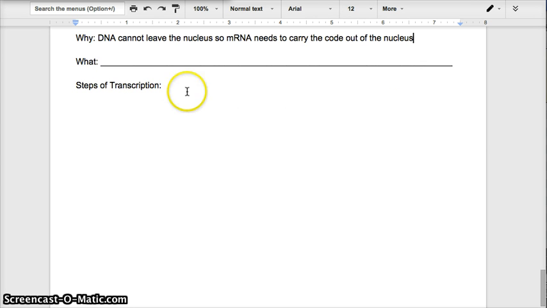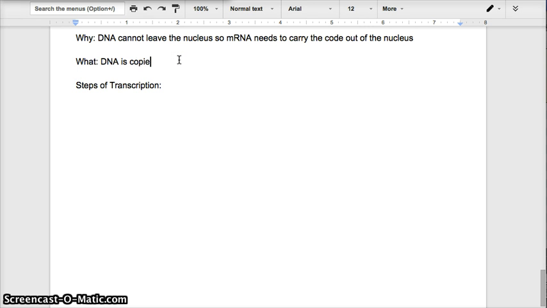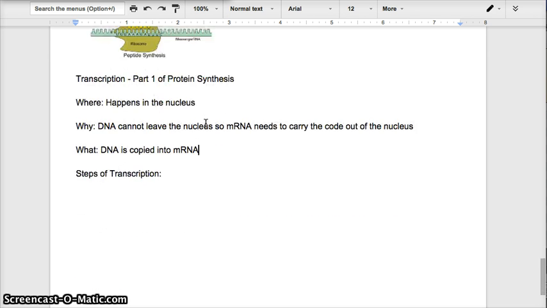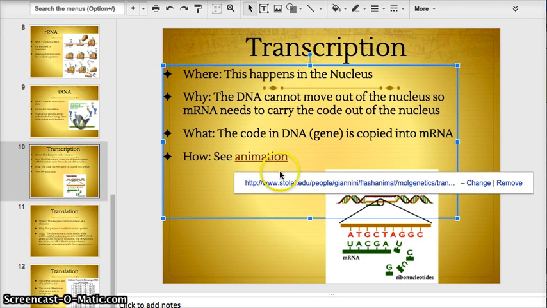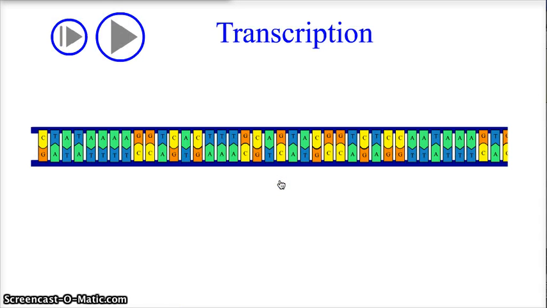Alright, what happens is DNA is copied into mRNA. Alright, pretty easy. So DNA, specifically the gene, is copied into mRNA. So let's look at this animation and we'll talk about the different steps.